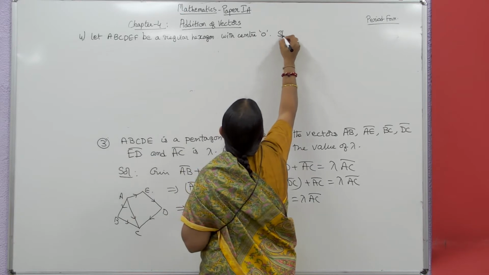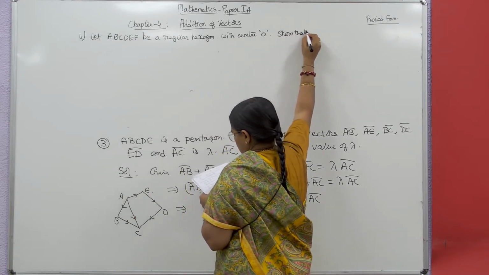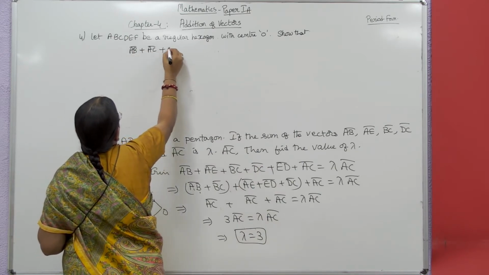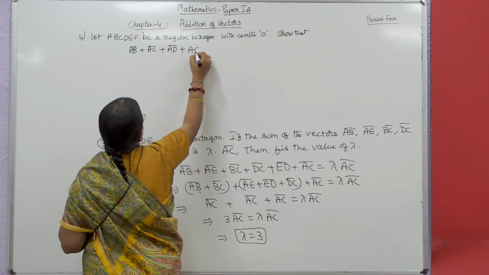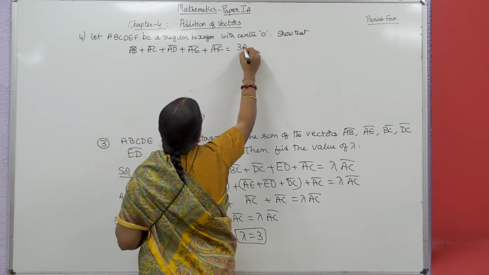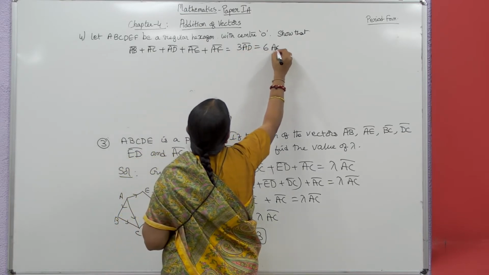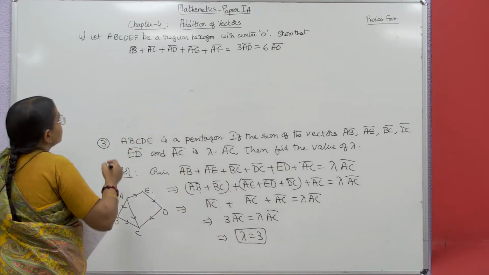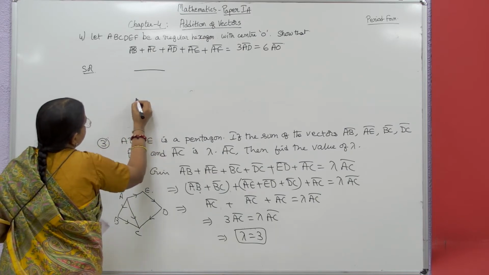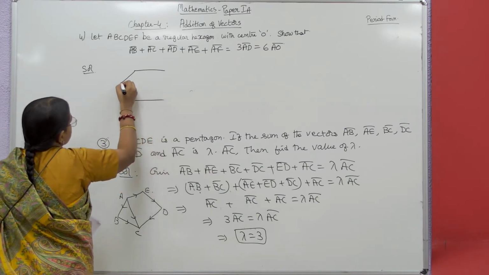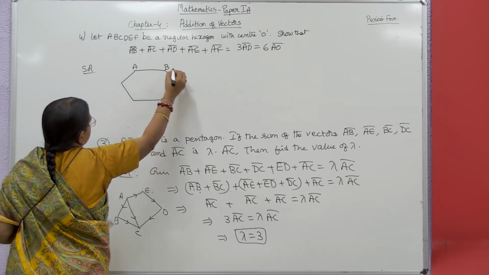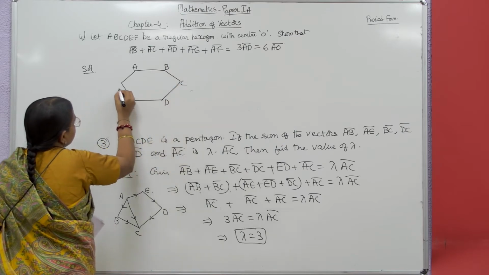The question is, show that AB plus AC plus AD plus AE plus AF is equal to 3 times AD is equal to 6 times AO. That is the problem. So it is a regular hexagon, so all sides are equal. When you draw the figure, it looks like this. All sides are equal. A, B, C, D, E, F.